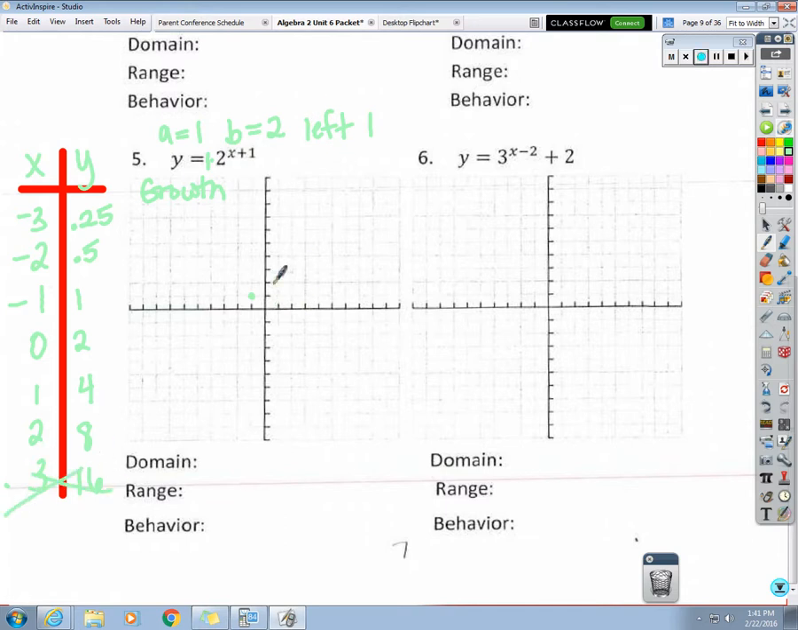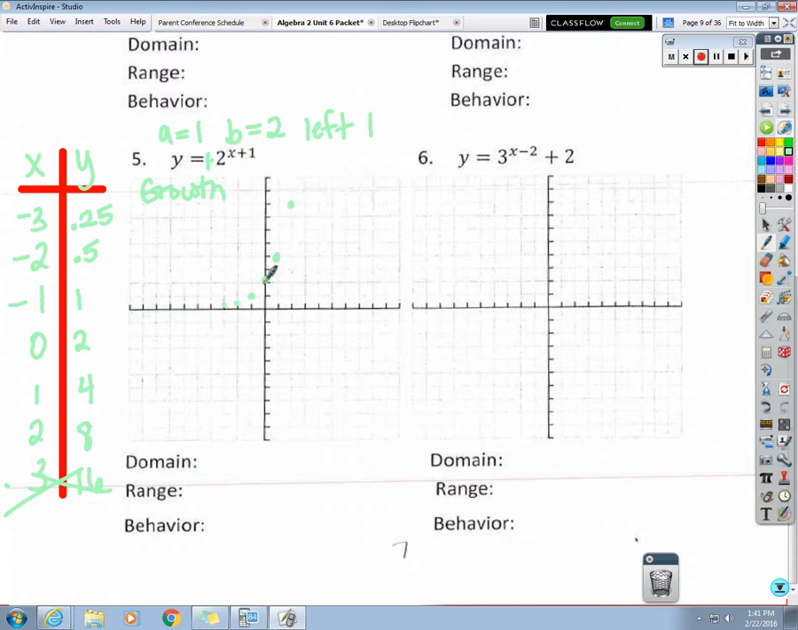Okay, 2, 8, over 2, up 8. 1, 4 would be over 1, up 4. 0, 2, there's my y-intercept. -1, 1, there's that point I knew from doing the original y-intercept and shifting it left 1. And then -2, 1/2, -3, up 1/4.